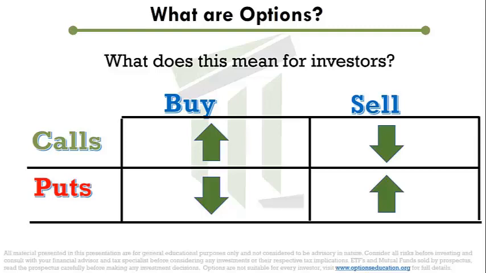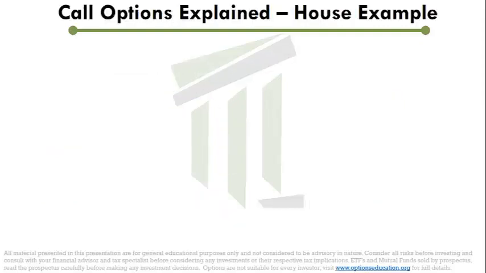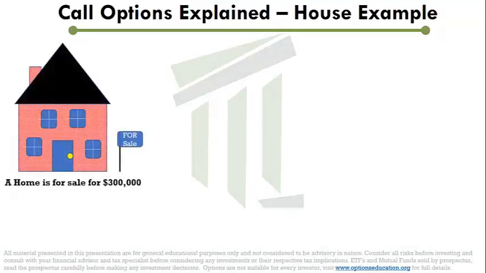So notice that buy and sell are opposite of one another, and calls and puts are opposite. So let's take a look at some examples that hopefully will help to make this a little bit more apparent and a little bit easier to understand. So let's start with something very simple. And we like to use real estate as an example because it's tangible. It's something we can hold in our hands. It's something that people see on a regular basis.